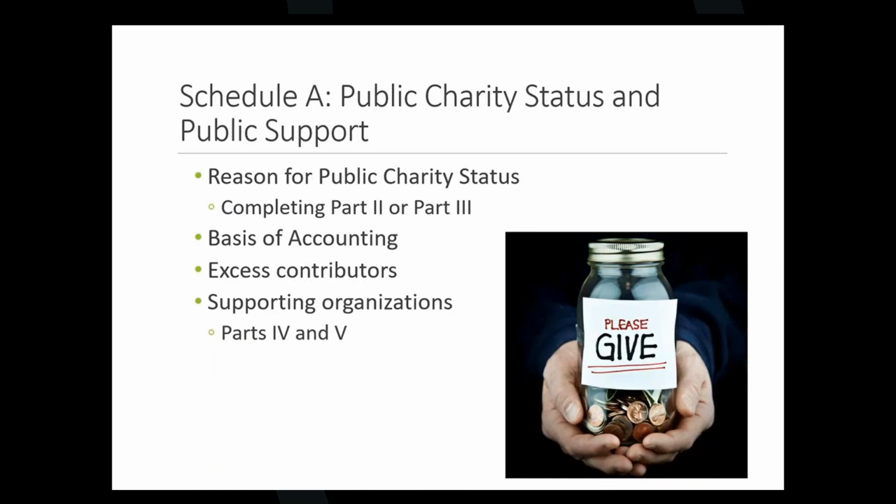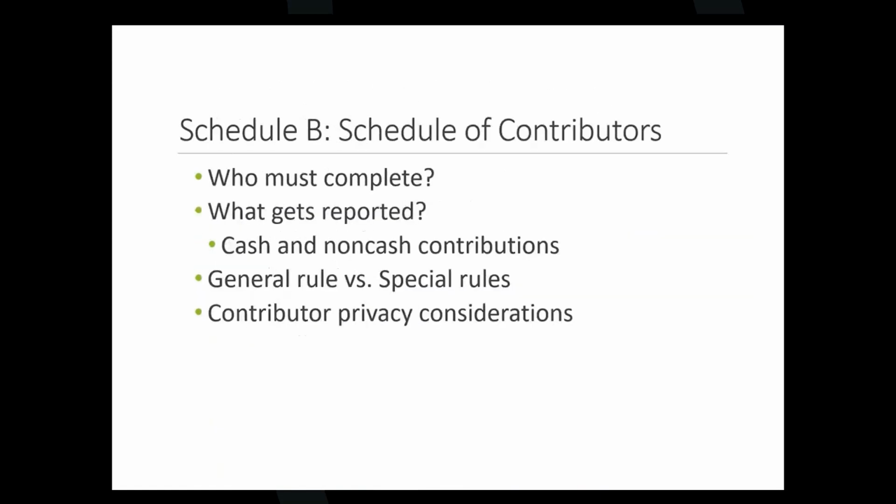All right, Edwina's going to jump into the next couple of schedules. Great. So the next schedule that we'll be talking about is Schedule B. So first, who must complete the schedule of contributors? This is for organizations who receive contributions that meet certain filing thresholds, which we'll go over in a little bit. And so what gets reported? Only revenue that is classified as contributions, gifts, and grants that are reported on lines 1A through H of the statement of revenue are included on Schedule B.